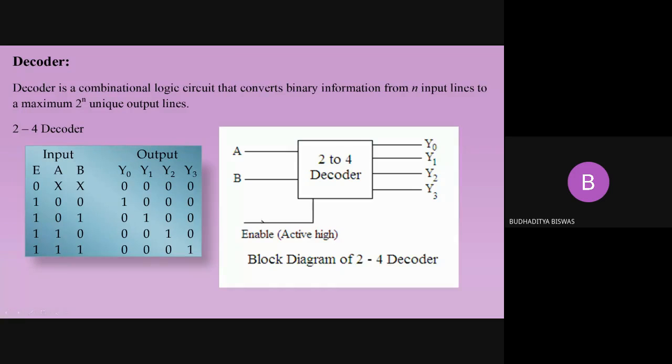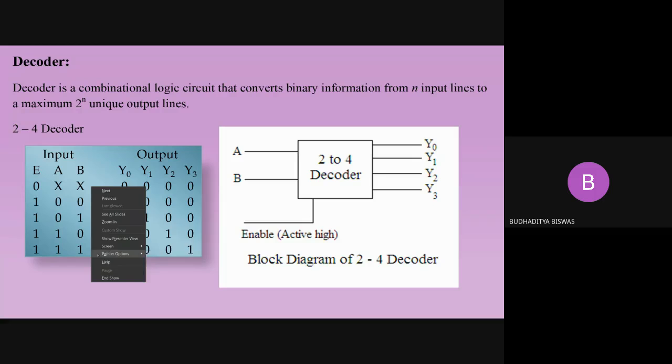Now another input is there which is very important. This is written as enable input, and in bracket it is written active high. Now, what is the meaning of this one? First you come to the block diagram of the decoder. The inputs are A and B. So how many possible combinations are there? 4.